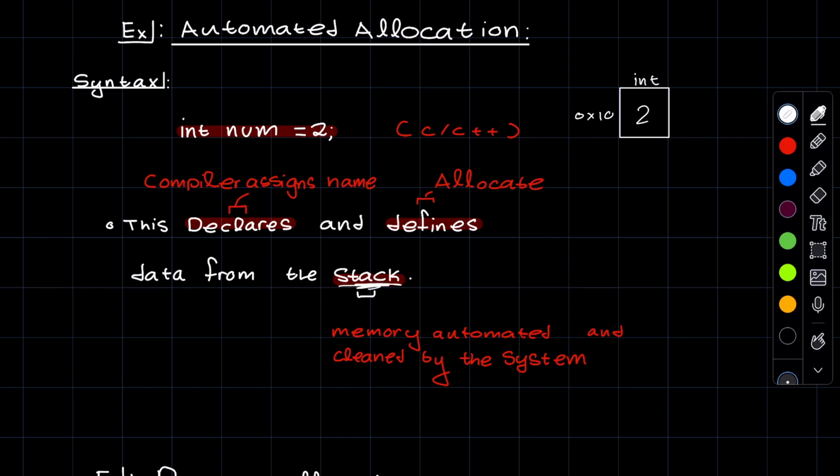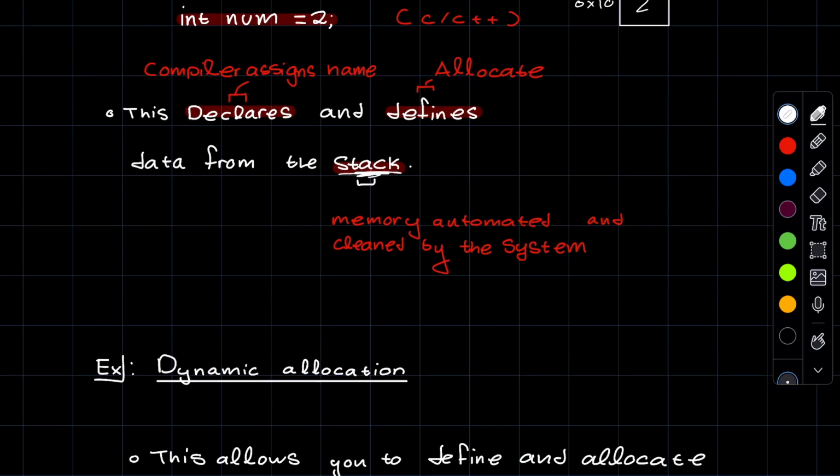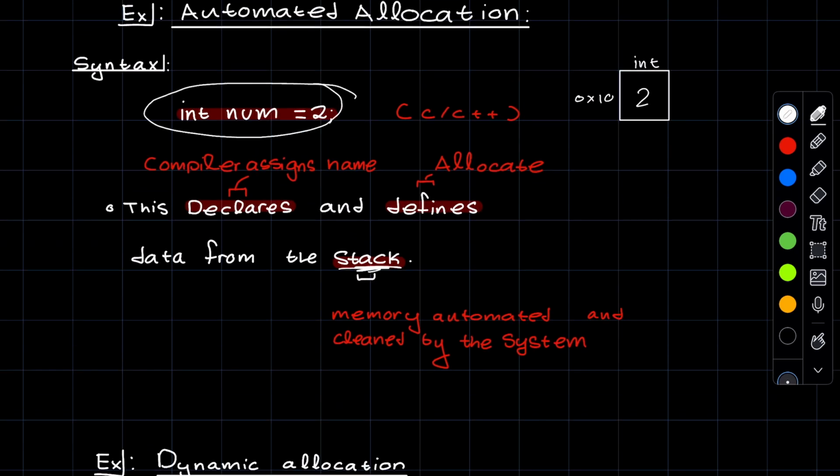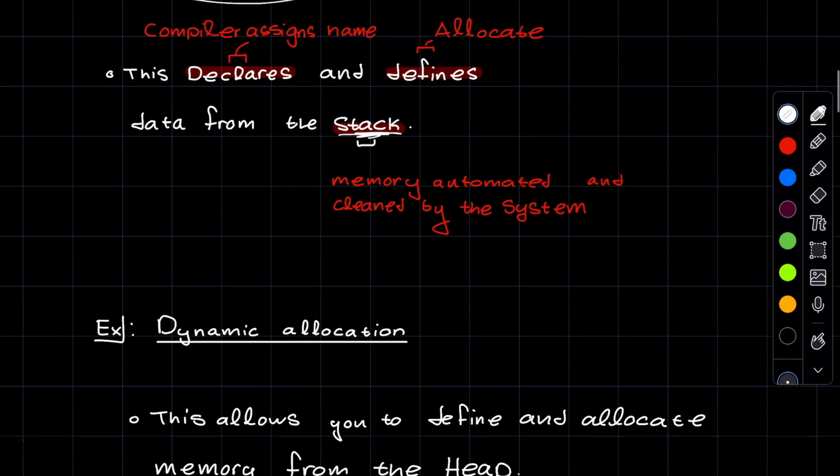What the stack allows us to do is it's automated by the system and cleaned by the system. This means when you create this variable, it's automated, so you don't have to do anything besides create it. It's created and disposed of by the system. So now let's move on to dynamic allocation.